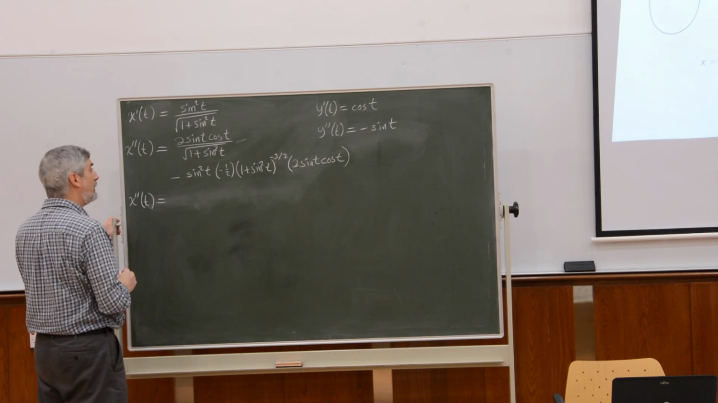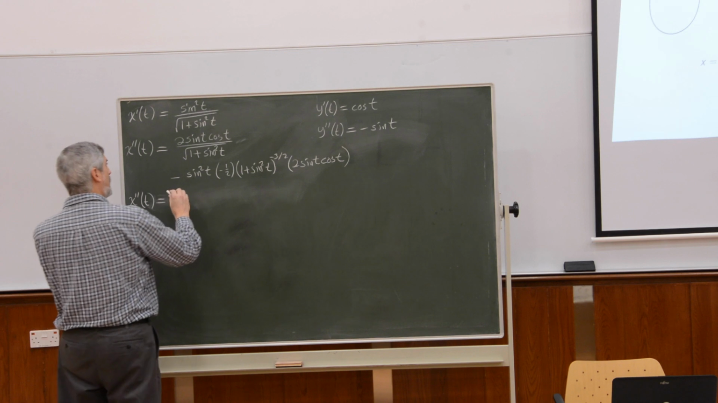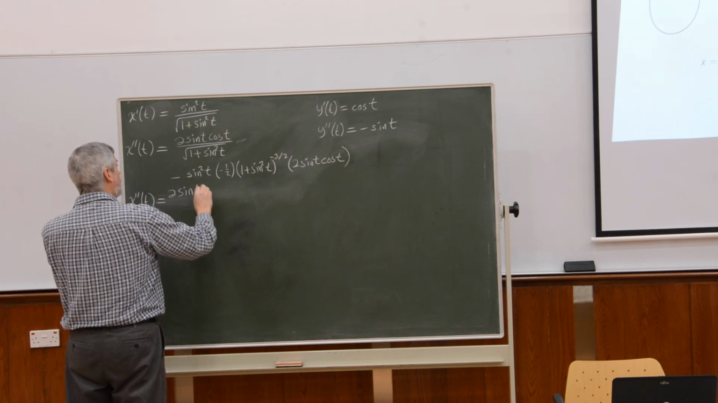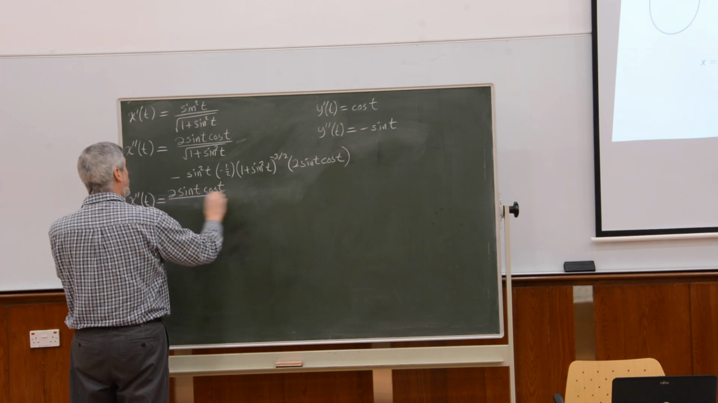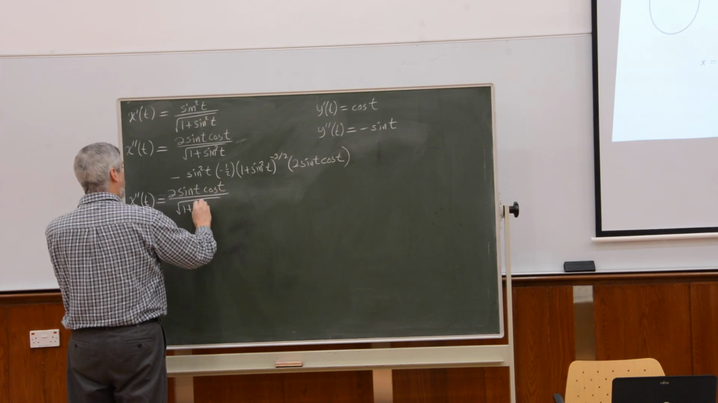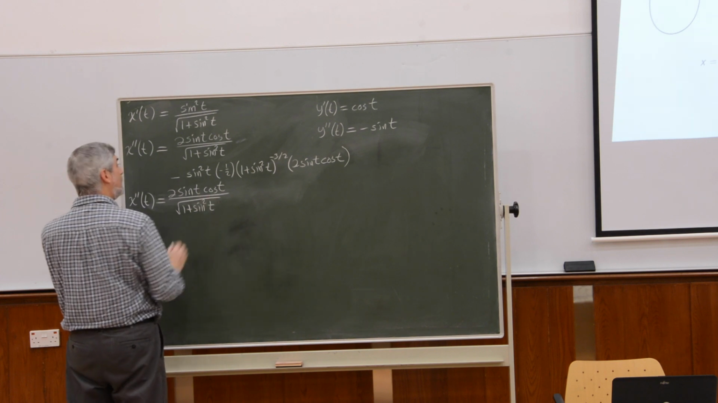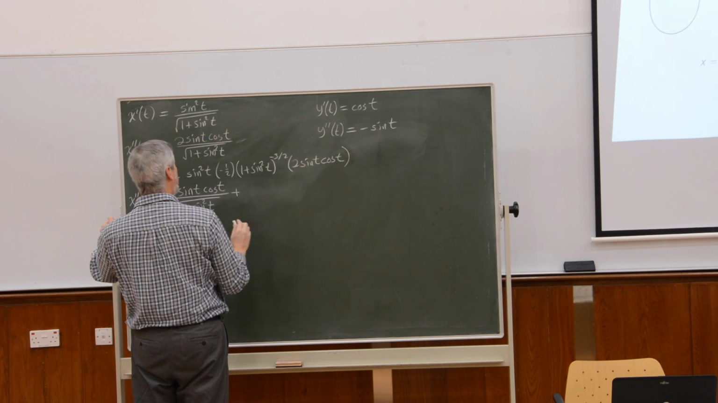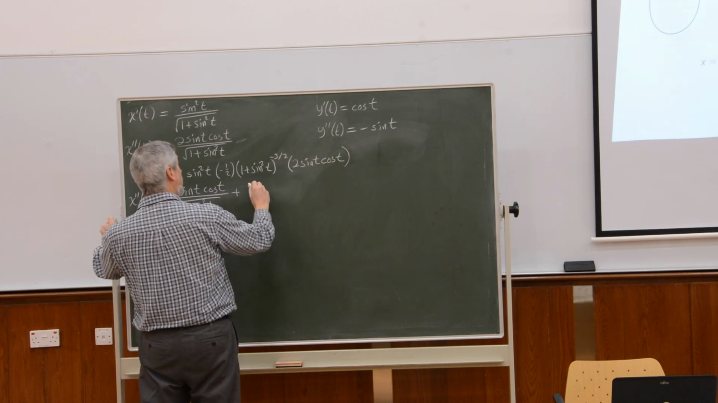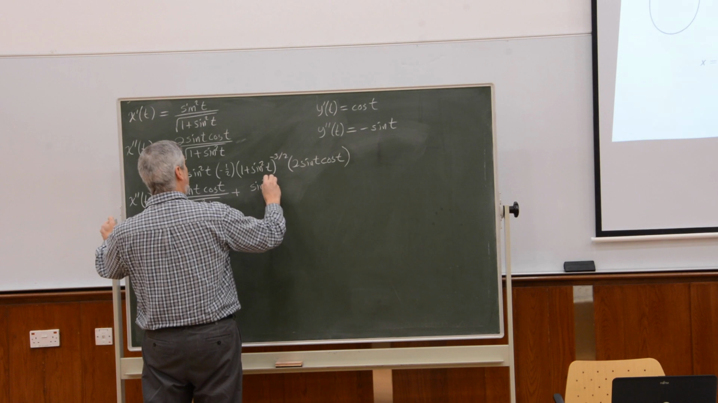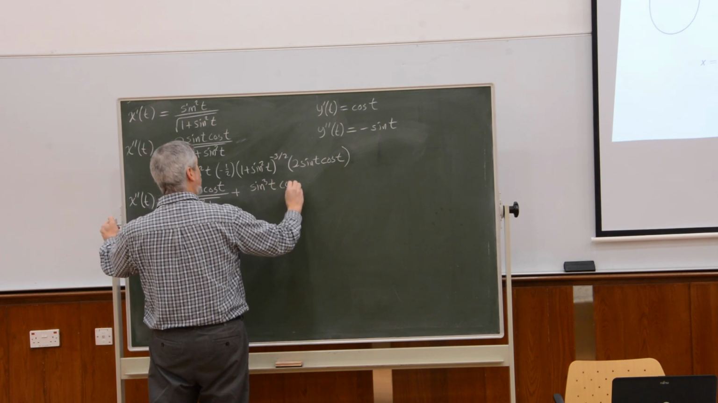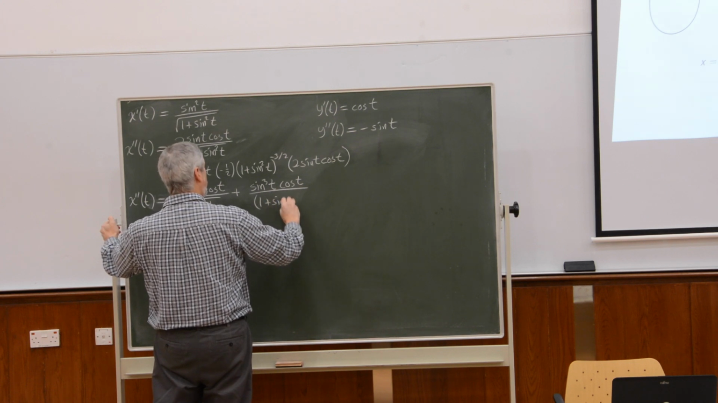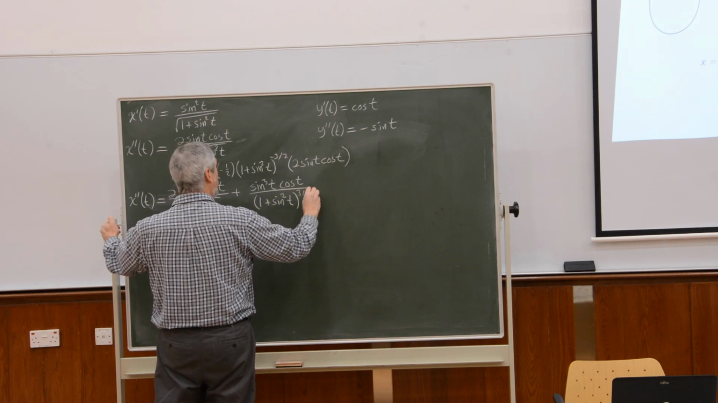And x double prime of t equals 2 sine t cosine t divided by the square root 1 plus sine squared t, plus the 2 also cancels there. So it's sine cubed t cosine t divided by this thing to the 3/2.